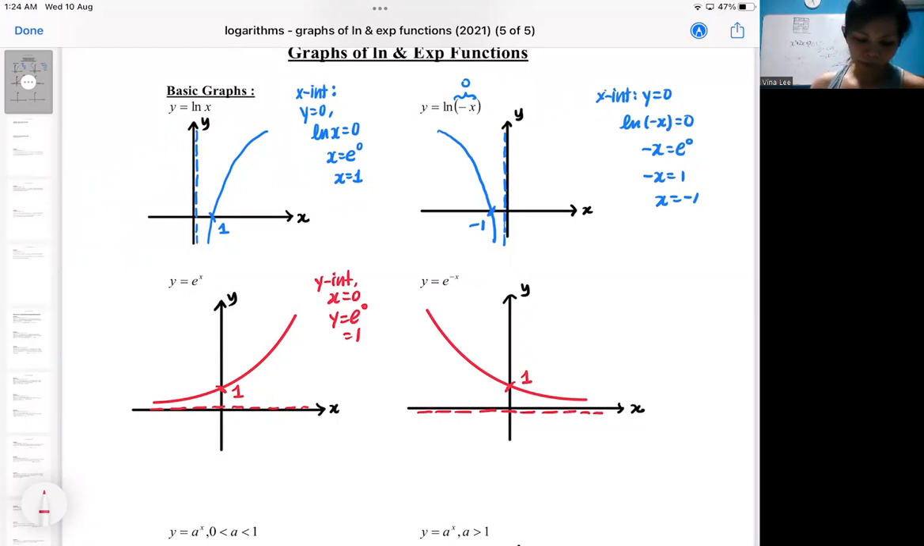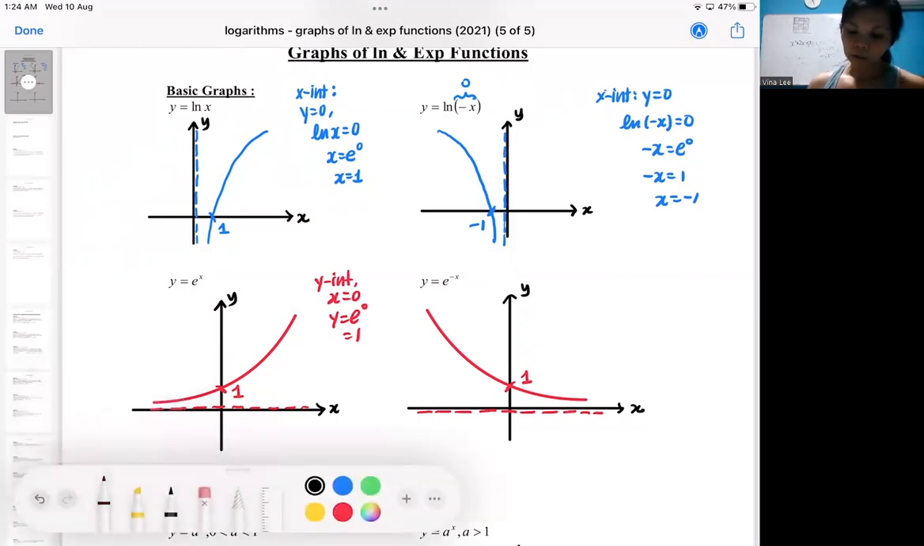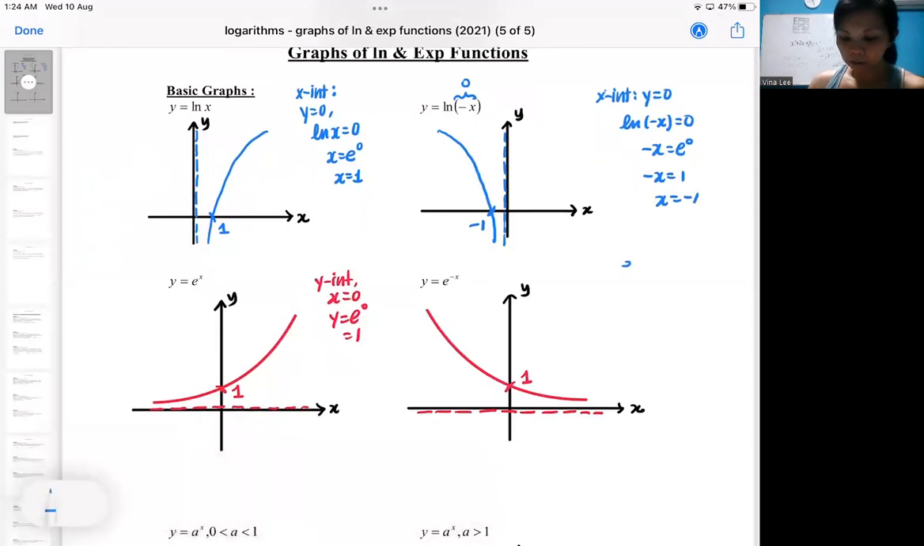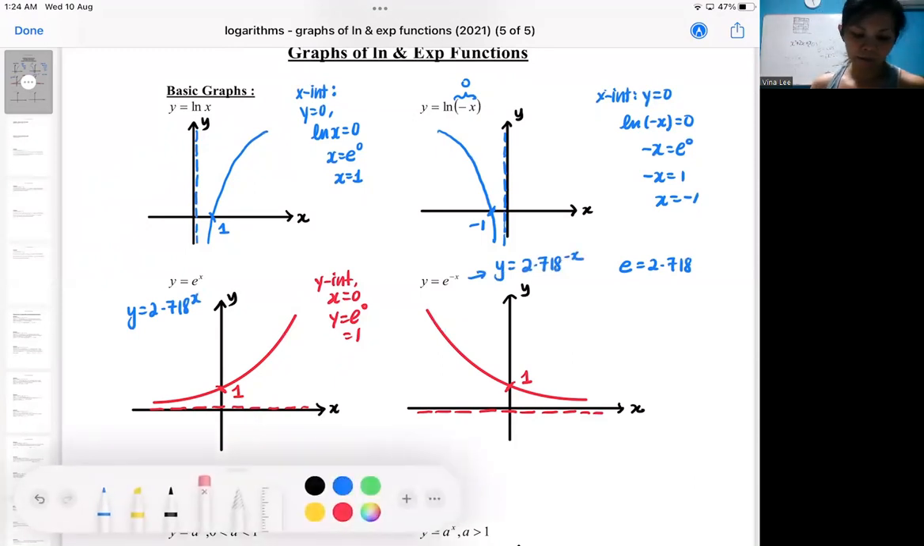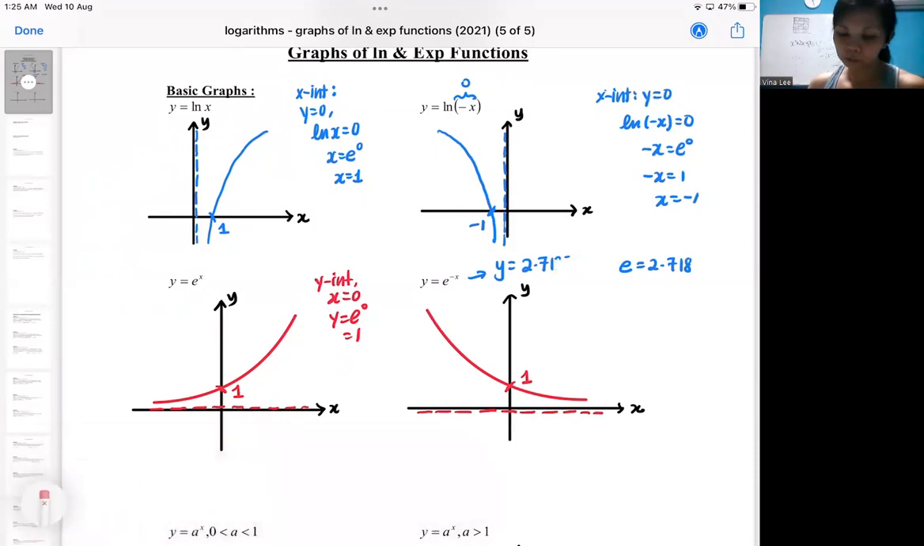Just for your information, if you still recall, e on your calculator is 2.718. So actually this one is something like 2.718 to the power x, and here, this one is something like 2.718 to the power minus x. So just information on the value of e.